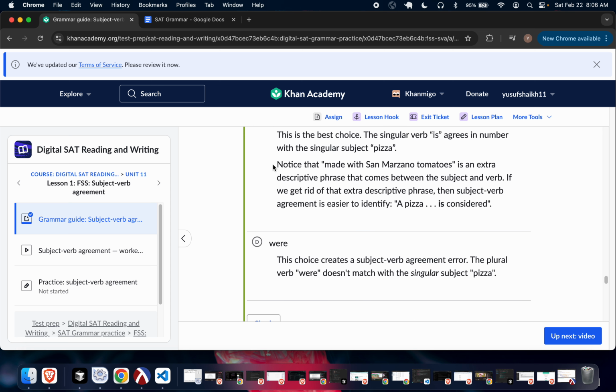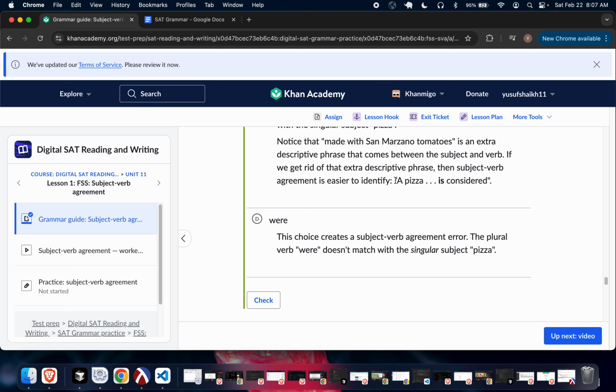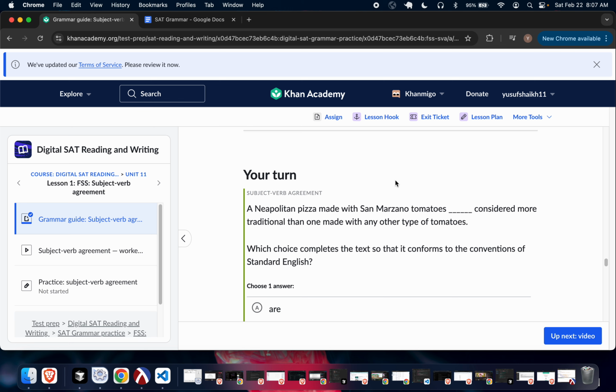And yeah, notice how made with San Marzano tomatoes is an extra descriptive phrase that doesn't actually matter. So we don't need to worry about this. The main subject in the sentence is the pizza.